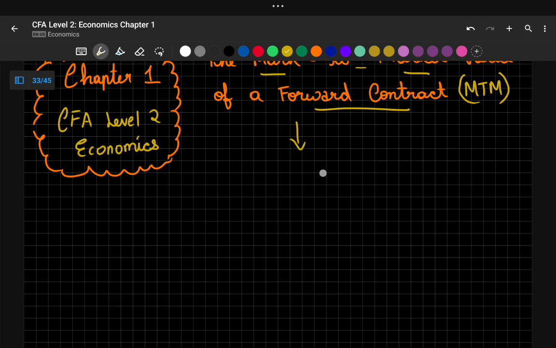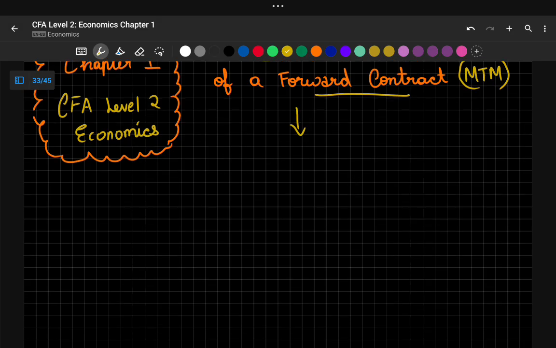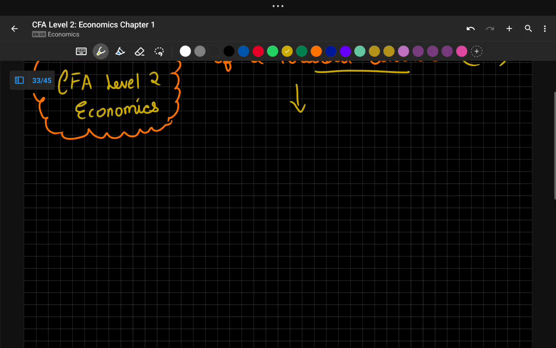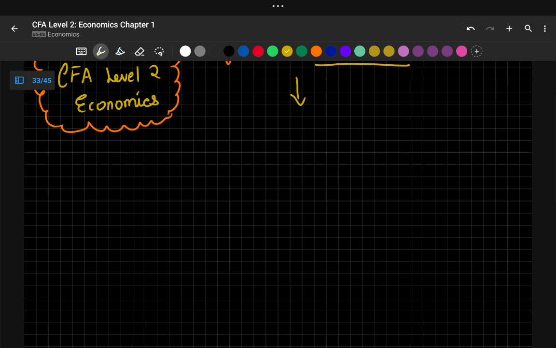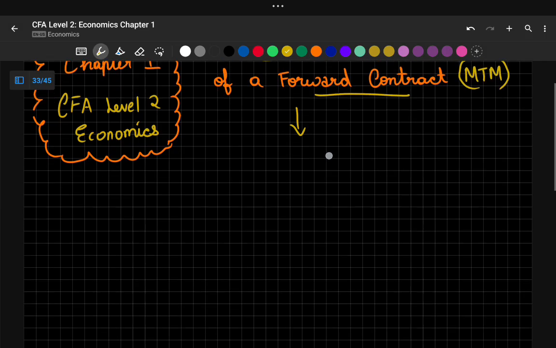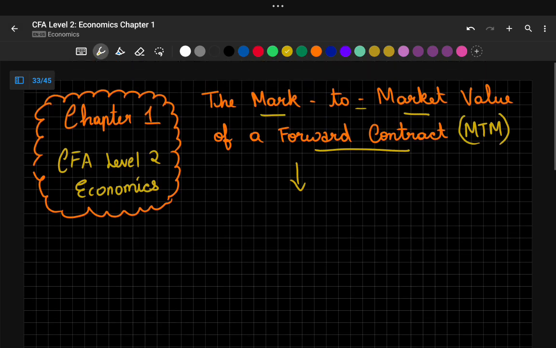I'll take an example. Imagine that you have entered into a forward contract, a 6-month forward contract. After 3 months, you want to exit the position, you want to close the position. Now, what would be the profit or loss at which you would be closing the position, or what would be the value of the contract when you're closing the position? That is known as mark to market value.